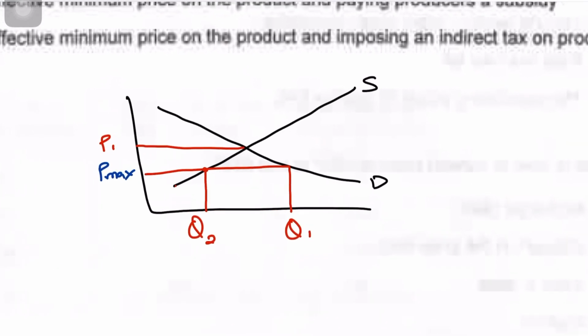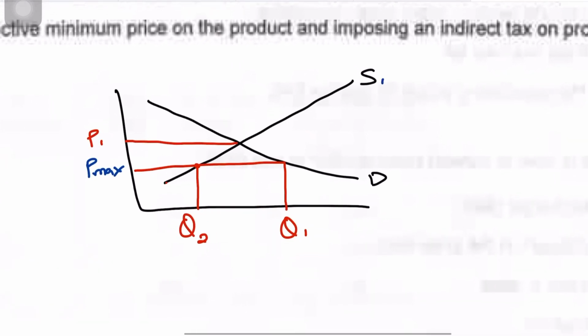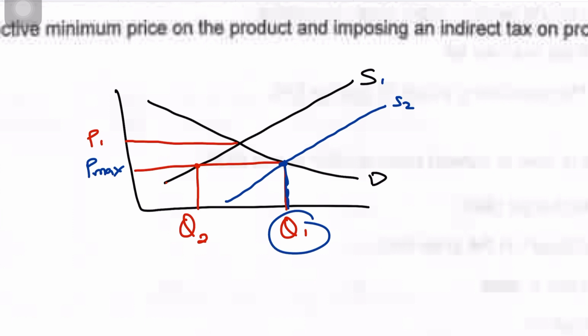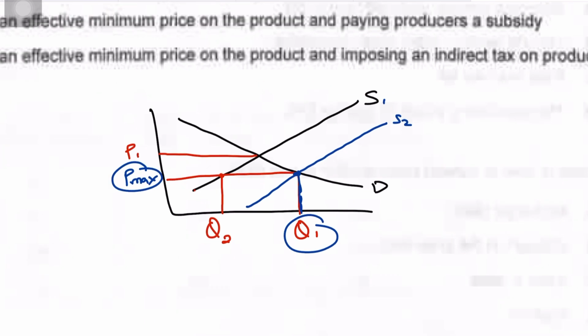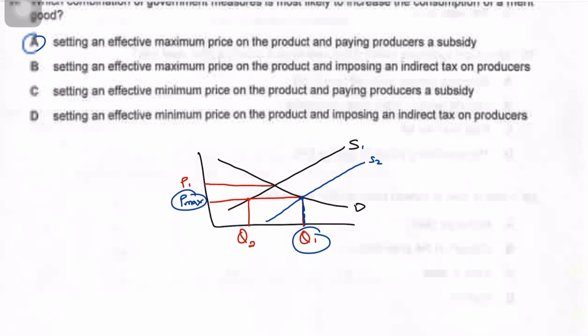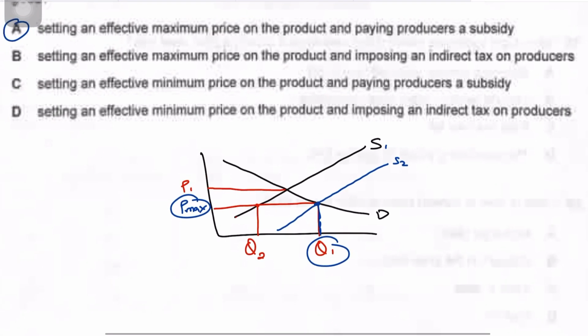But at the same time, if you give a subsidy to the producers, and assuming this is the extent of the subsidy, then this Q1, which was your demand at a price of P max, matches the quantity supplied as well, and then P max becomes your new equilibrium price. So definitely this policy will clear the market, eliminate the shortage, and ensure that P max becomes your equilibrium price.